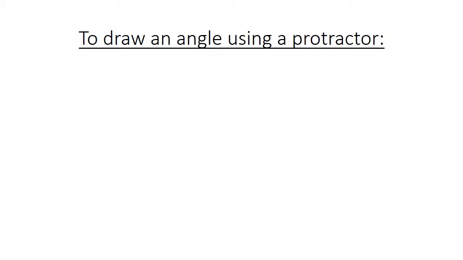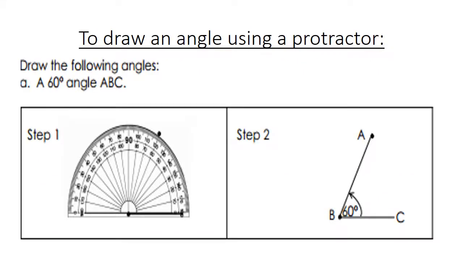To draw an angle using a protractor, now we're going to draw the following angles. A, a 60 degree angle. A, B, C. Step 1, you line it up, you put the hole right in the middle there, and you measure now 60, and you draw your angle. Step 2, you can see there it's A, B, C, and my angle is 60 degrees.